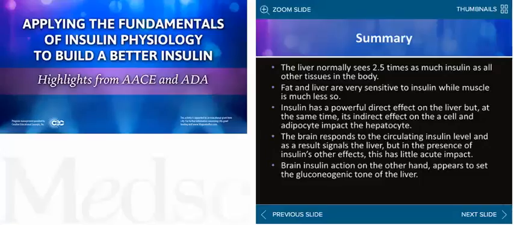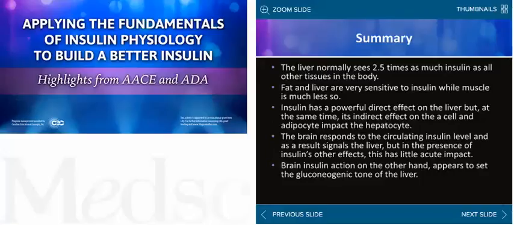Insulin has a powerful direct effect on the liver. At the same time, its indirect effect on the alpha cell and adipocyte can impact the hepatocyte. The brain does respond to circulating insulin, and as a result signals the liver, but in the presence of insulin's other effects, this has little acute impact. But it does explain data in the literature where they knock out the insulin receptor on the liver, or they knock out a downstream signaling molecule and still get a repression of glucose production by insulin, because there are these other ways to do it. And if you take nothing else away from this talk, this is such an important function that insulin has that it can do it in a variety of ways.